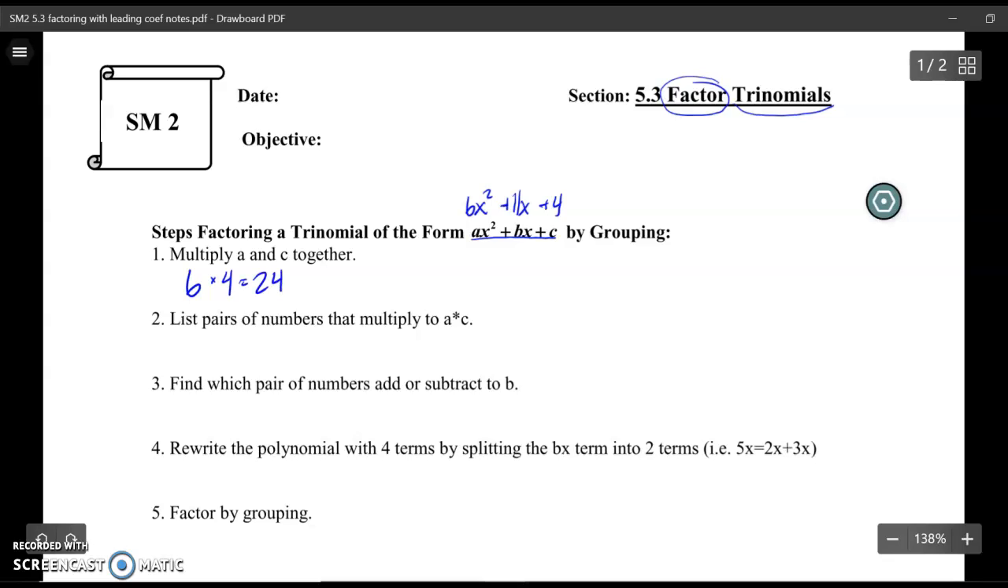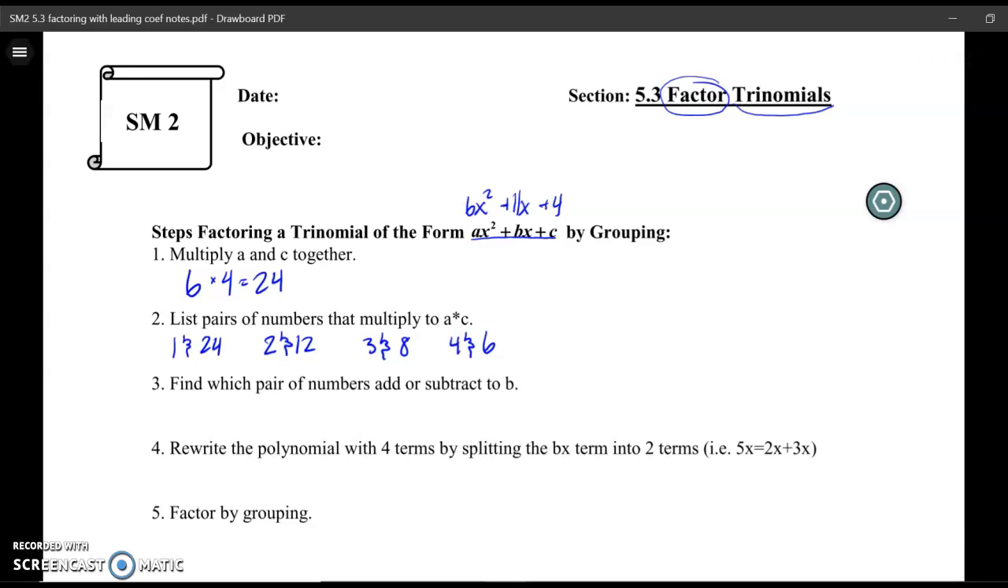Okay. Now I'm going to list pairs of numbers that multiply to get AC. So for example, I'm trying to look at numbers that multiply to 24. So I could do 1 and 24. I could do 2 and 12. I could do 3 and 8. 4 and 6. And that should be all of them. I could technically do like -1 and -24, -2 and -12, right? Because those would also multiply to give me a positive number. But I'm just going to leave them as positive for now.